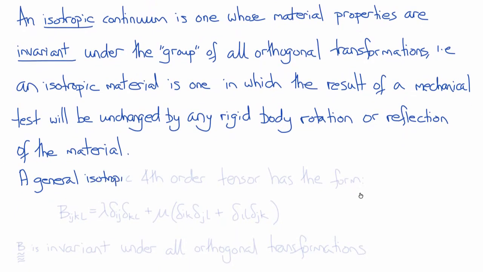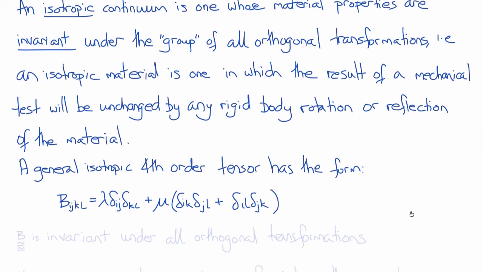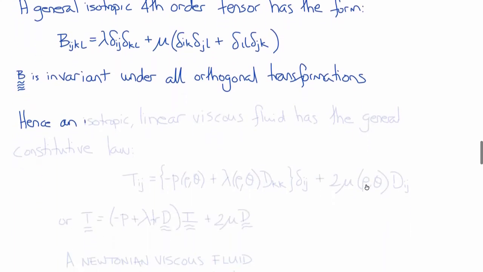In general, any fourth order tensor that is isotropic can be written in the following form. Bijkl is equal to lambda times delta ij delta kl plus mu times delta ik delta jl plus delta il delta jk. These are the components of the fourth order tensor that is invariant under all orthogonal transformations. What that means is that we have reduced the number of independent constants in our fourth order tensor, when the material is isotropic, from 36 to 2, being lambda and mu.